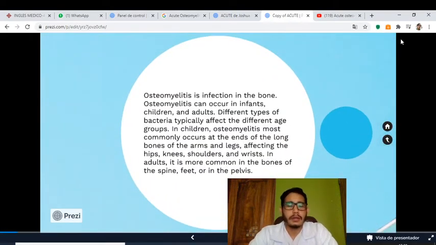Definition: osteomyelitis is infection in the bone. Osteomyelitis can occur in infants, children, and adults. Different types of bacteria typically affect the different age groups.